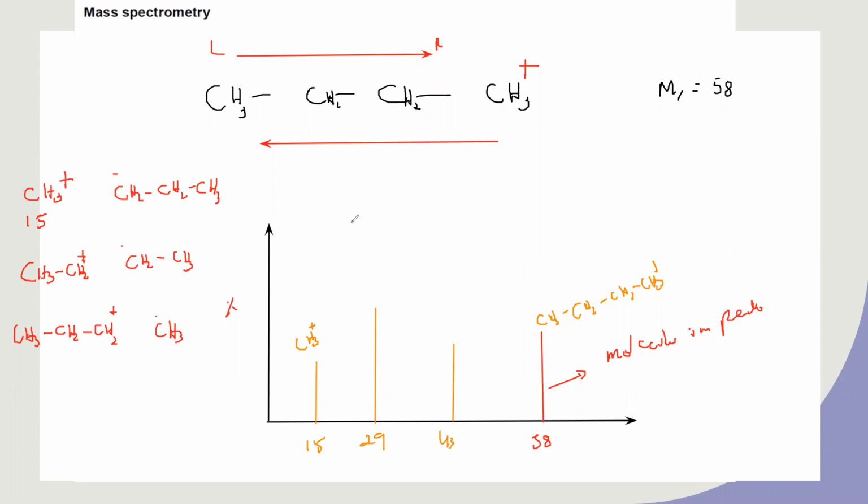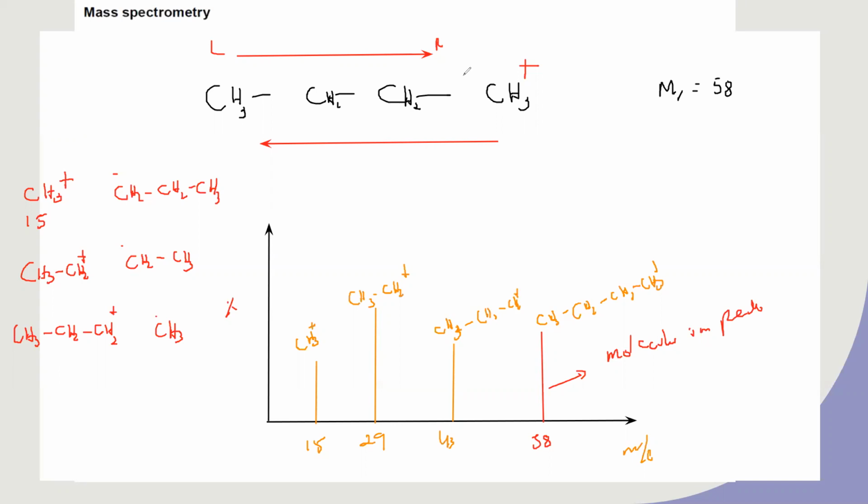The one which has the highest mass to charge ratio value is the molecular ion peak, and the one which has the highest percentage abundance is known as the base peak. Base peak means most of the molecules break down into this fragment.